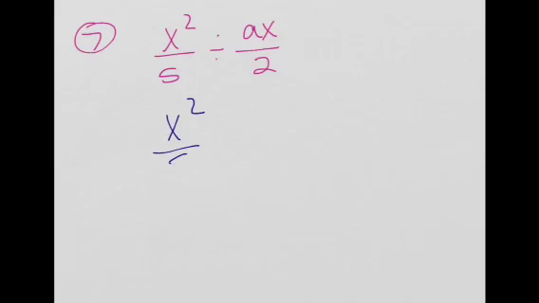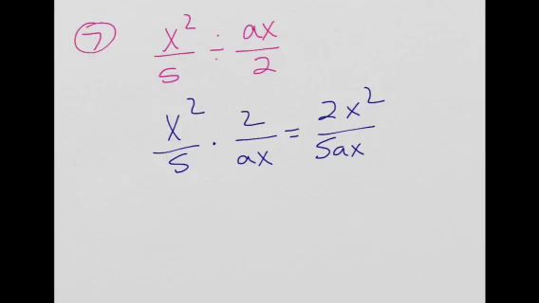x squared over 5 times 2 over ax. So I'm going to multiply across. It's going to be 2x squared over 5ax. So I'm going to have my 2 and my 5. Where do I have more a's? On the bottom. How many more do I have? 1. Where do I have more x's? On the top. How many more do I have? 1.